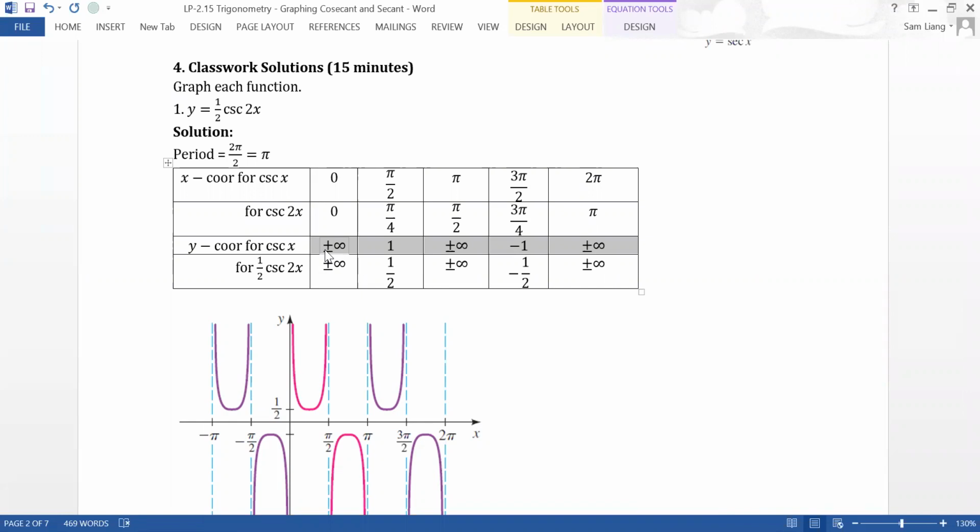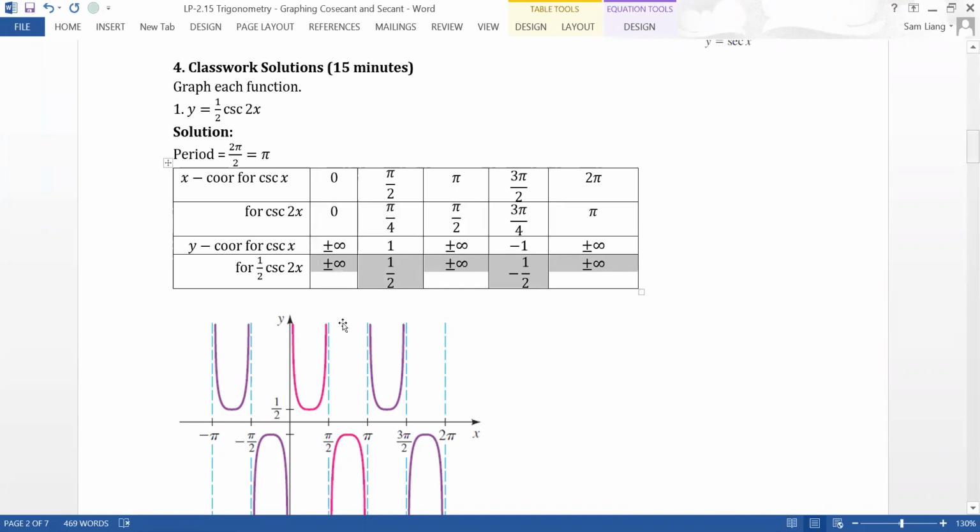Anyway, for the vertical shrink, we just multiply by 1/2. So the infinities stay the same, but the 1 and -1 change to 1/2 and -1/2. Okay, so the coordinates that we plot are 0 to pi, and then these would be the y coordinates.